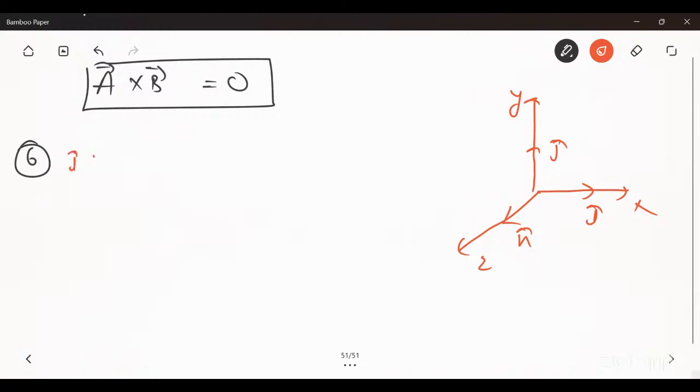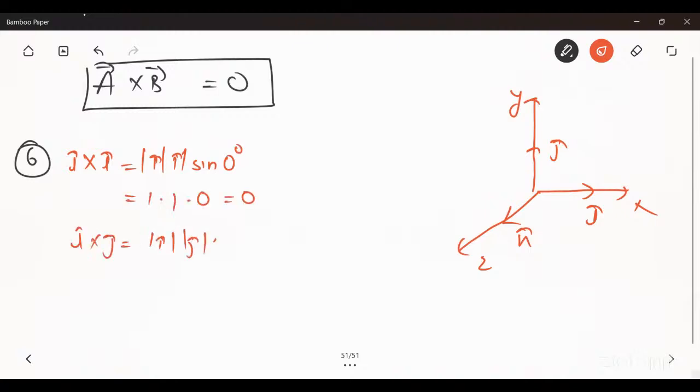Now if you find i cross i, you will get mod i mod i sin 0. Mod i is 1, sin 0 is 0, so you will get 0. And if you find i cross j, you will get mod i mod j sin 90, and the direction perpendicular to both is k cap. So 1 into 1 into sin 90 is 1, into k cap. So you will get the answer as k cap.